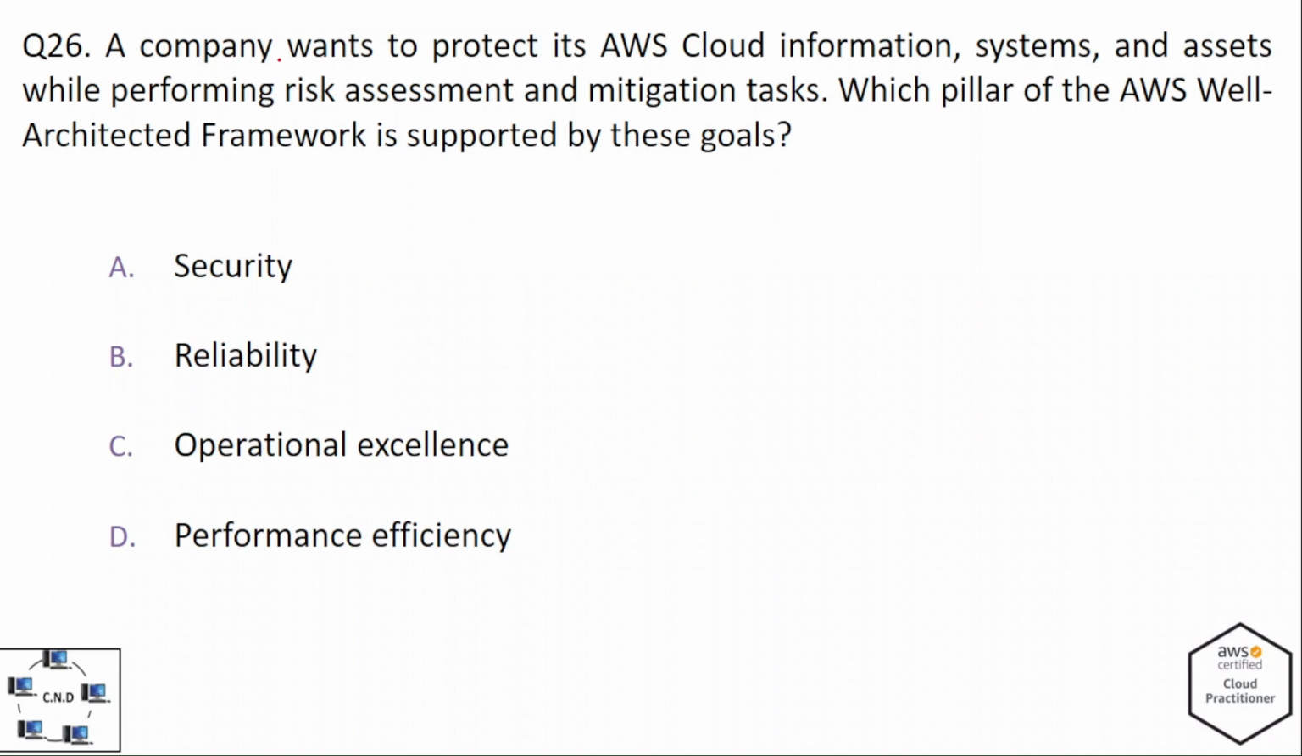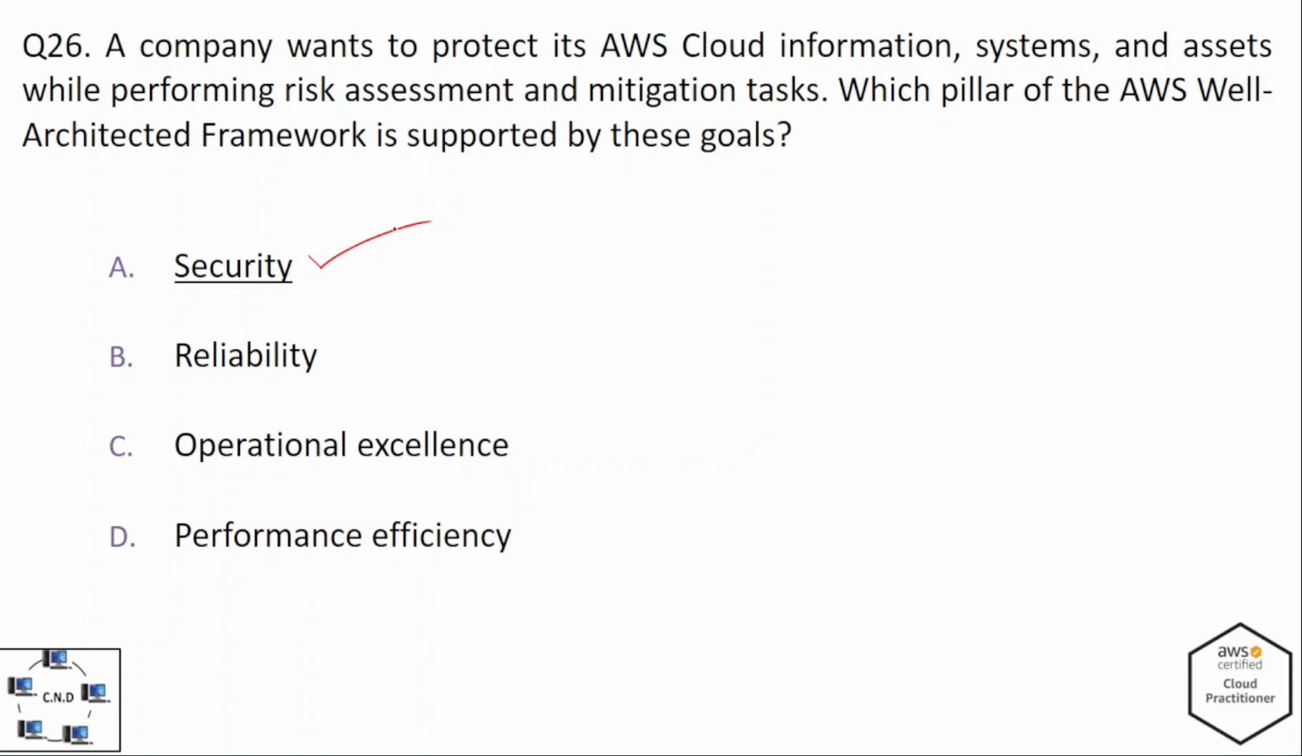Question number 26 is that a company wants to protect its AWS cloud information systems and assets while performing risk assessment and mitigation tasks. Which pillar of the AWS Well-Architected Framework is supported by these goals? The options are A. Security, B. Reliability, C. Operational excellence, and D. Performance efficiency. So the correct option is security, since we are talking about protection of information systems and assets.